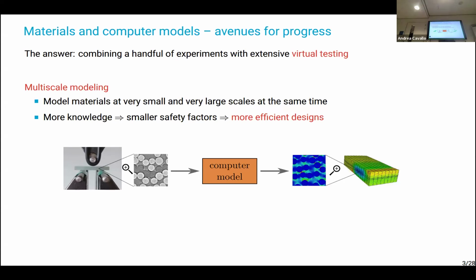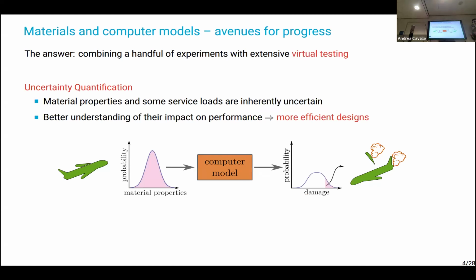So that's the idea. There's also uncertainty quantification. Material properties are uncertain, right? They are stochastic in nature. And it is very important to be able to compute what is the probability that an airplane fails, or a wind turbine fails. And this can be done with computer models as well.